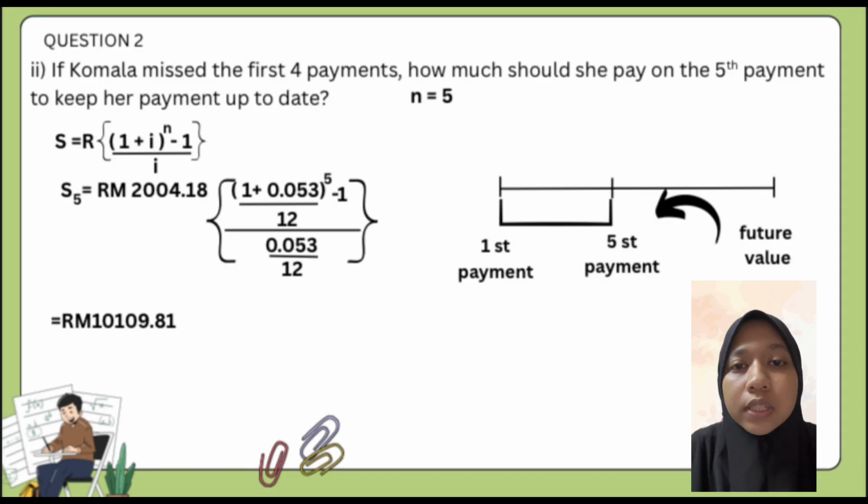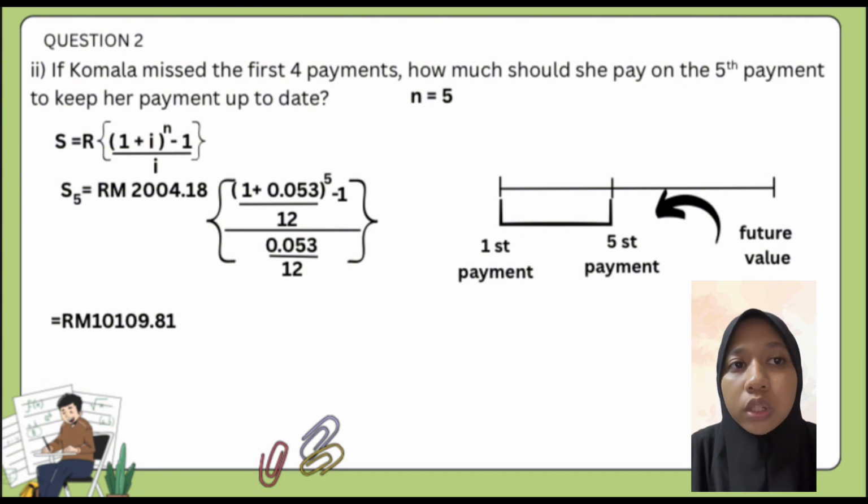If Kamala missed the first 4 payments, how much should she pay on the 5th payment to keep her payments up to date? So this question wants us to find the value of S. To find the value of S, we need to use the future value formula, which is S equal to R open bracket (1 plus i) power of n minus 1 close bracket divided by i. As we know, our R is equal to 2004.18 and our n will be equal to 5.